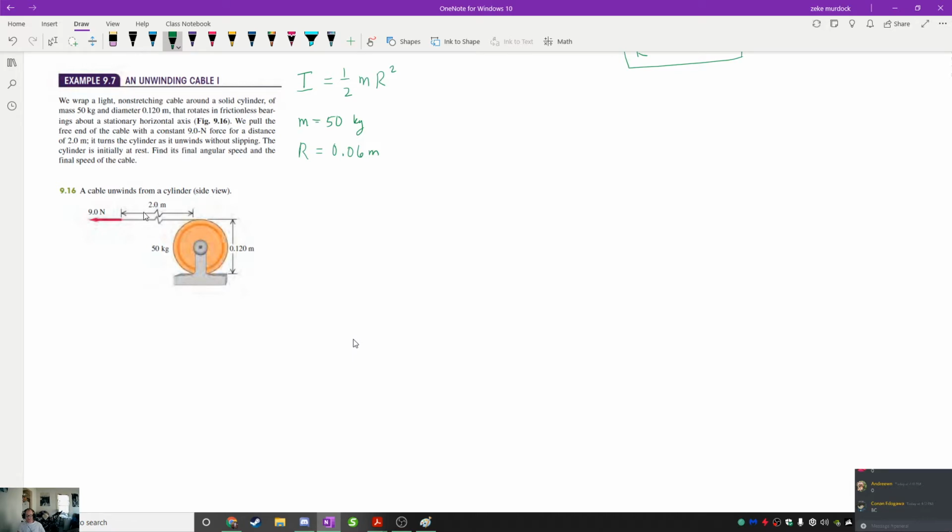The other information we have is that we pull with a force of 9 newtons for a distance of 2 meters. So we unwind this cable for a distance of 2 meters, and we do so with a constant force of 9 newtons. We'd like to figure out the final angular speed, as well as the tangential velocity of the cable at that time. Specifically, it says the final speed of the cable, but it's going to be a tangential speed. So how can we do this?